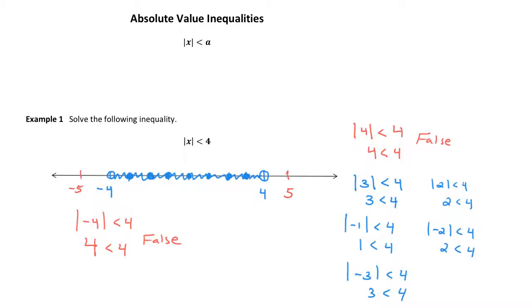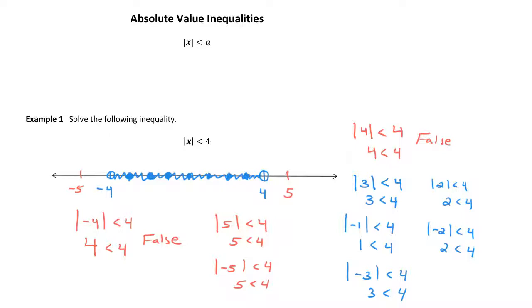I think it'd be worth plugging in maybe 5 and -5 just to see if those work, but I think those are going to be false as well. If you check the absolute value of 5, is that less than 4? And of course the answer is no, because 5 isn't less than 4. But putting a negative next to it doesn't make it work either, because again, you get 5 is less than 4, and we know that all of those are false.